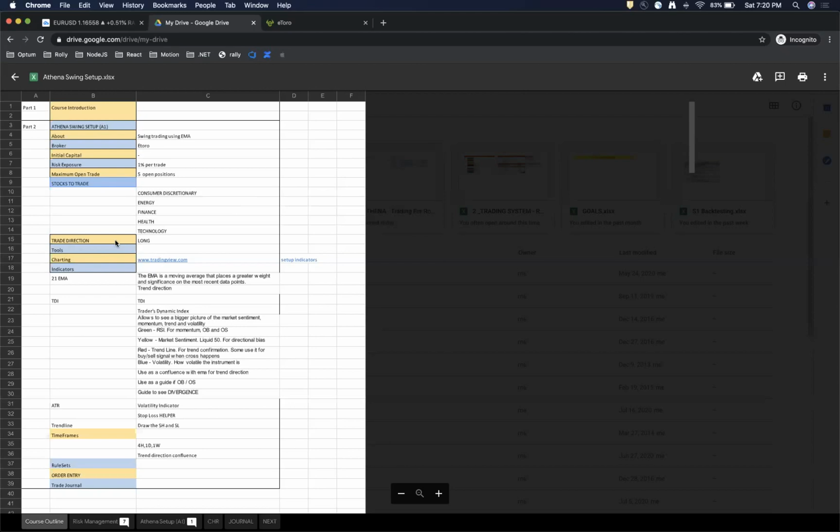Trade direction. So the trade direction for this discussion is always long or the buy. The A1 setup that we are going to discuss is for long, but you can also use that for short. So you only need to change or reverse all the conditions, the entry signals, the entry triggers to have a short trade direction.